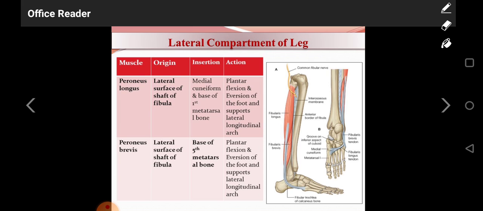So this is the table giving the origin, insertion and action of the muscles of the lateral compartment of the leg.